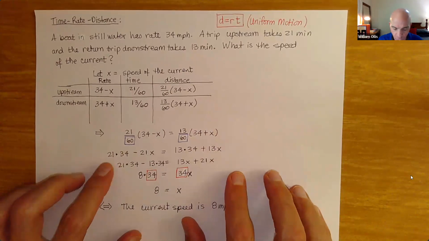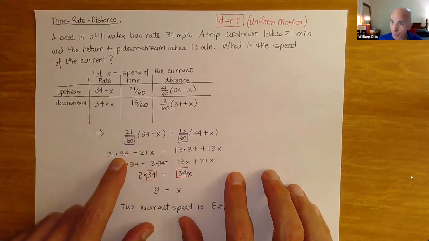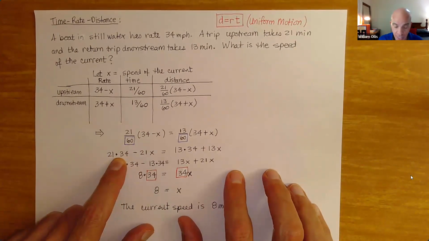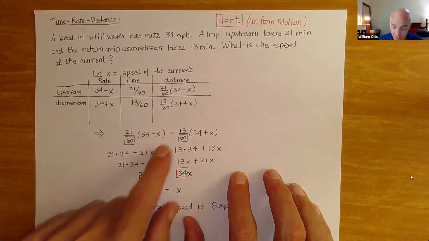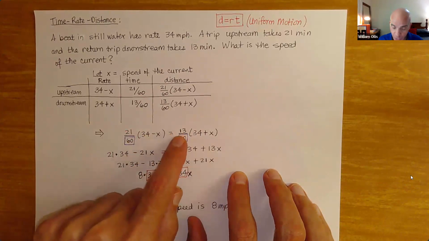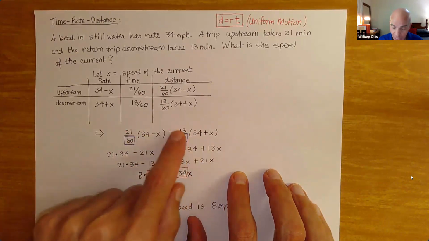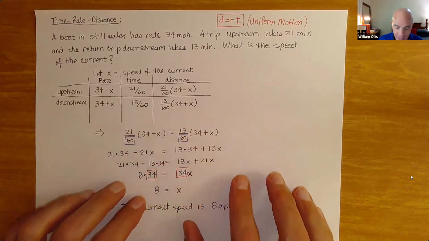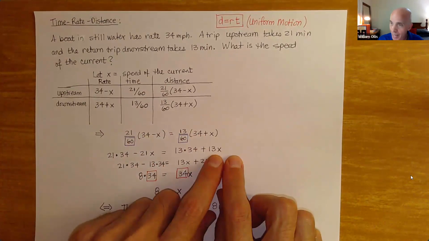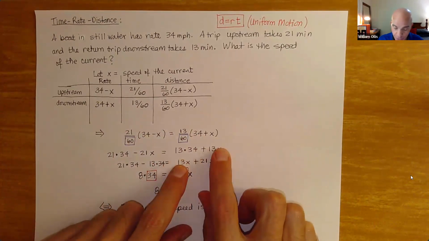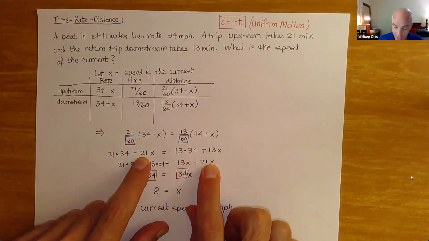And now at this point, we just have 21 times 34, again, symbolically. We have 21 times the negative x, which we have here. And then, of course, on the right-hand side, we have 13 times 34, and we have 13 times x. Now, what we want to do is collect the like terms. And so that's fairly simple. Let's get all of our x's on one side. So we'll have 13x plus the 21x.